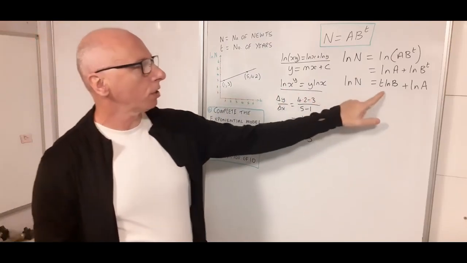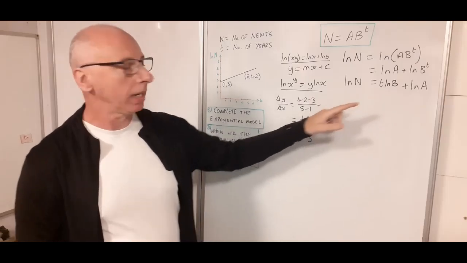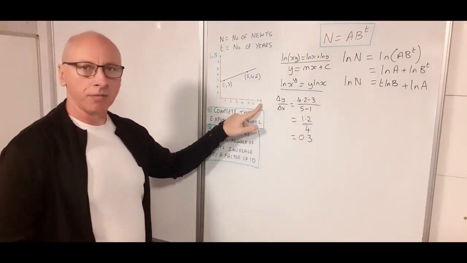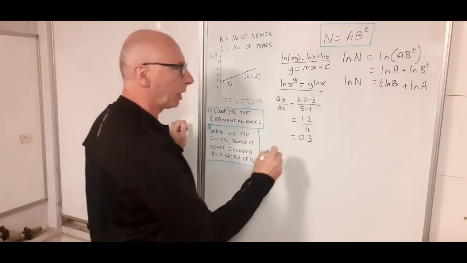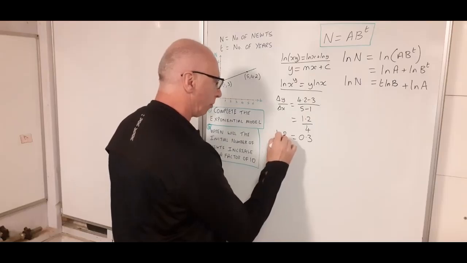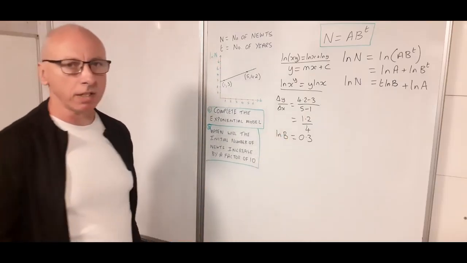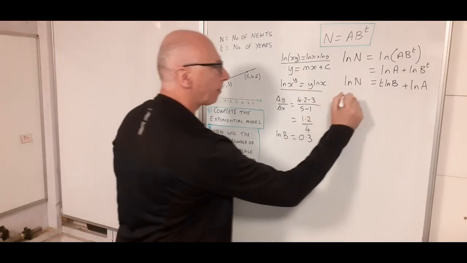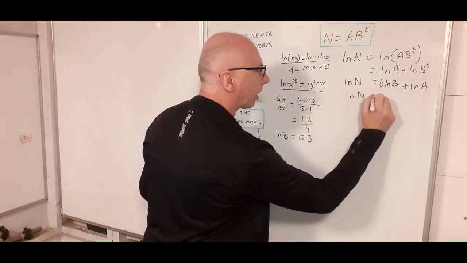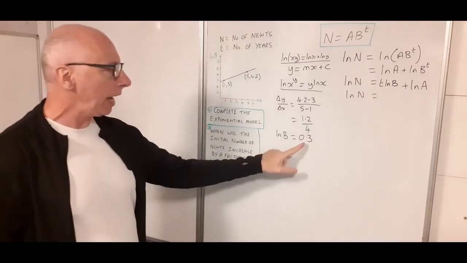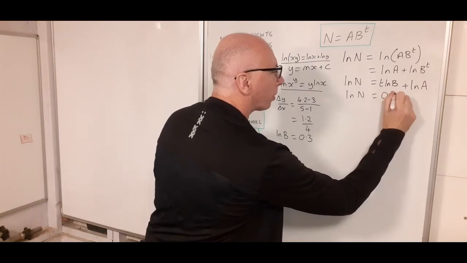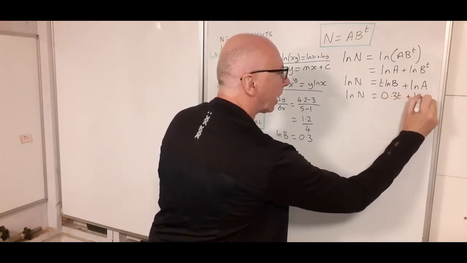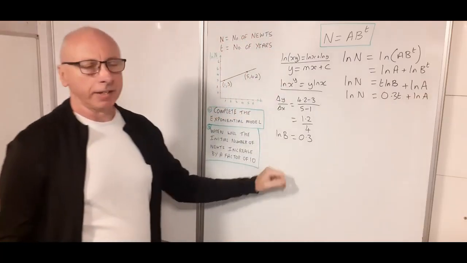Now, which is going to be the gradient after t, or ln of b? Well, I've got t here, that's a variable. So therefore my gradient must be natural log of b. So we can put that in here for now: ln of n equals ln of b, that's 0.3. So I've got 0.3t plus ln of a.